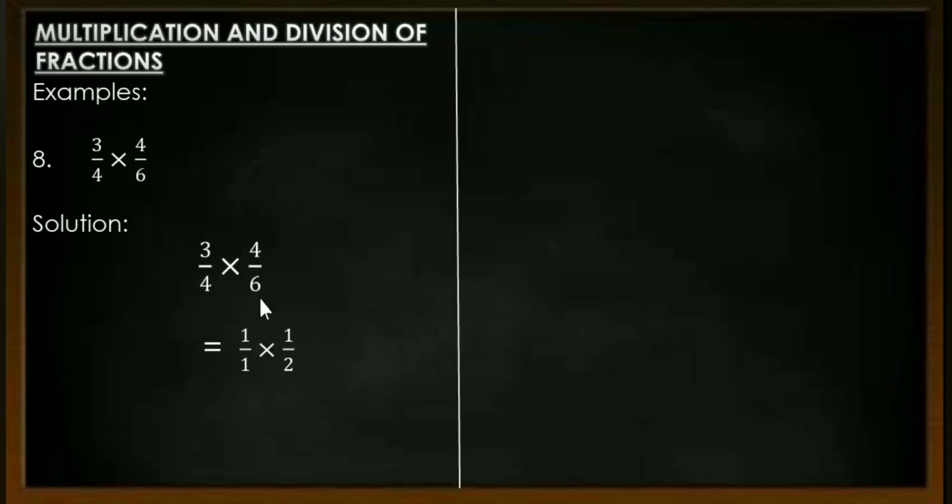When 3 divides 6, we have a 2. Hence the reason why we now have 1 over 2 here. And when 4 divides 4, we have a 1. Hence the reason why we have 1 over 1 times 1 over 2.